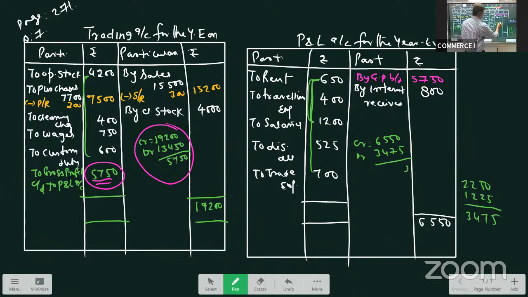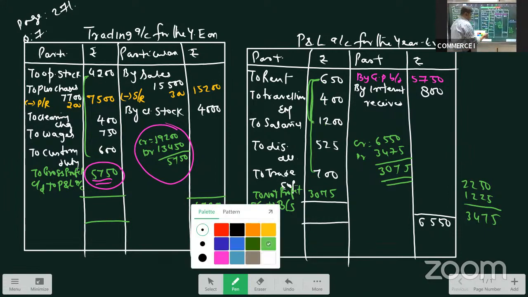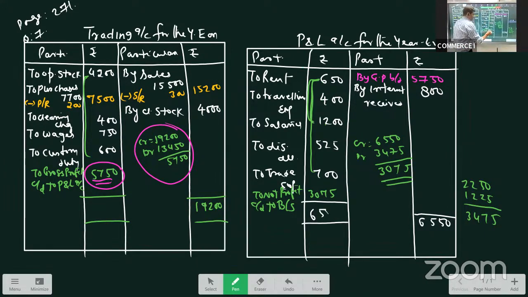Subtract. 3,075 I am getting, and that 3,075 is called as our net profit. It is the net profit carried down to balance sheet. We'll take it to balance sheet. Okay, 6,550.